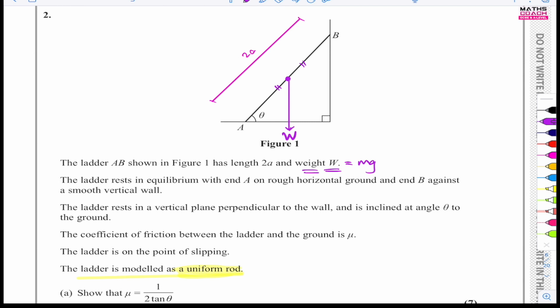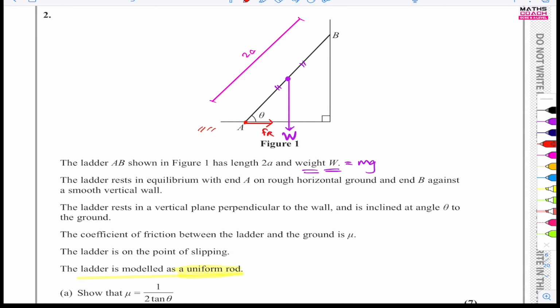It rests in equilibrium at point A on the rough horizontal ground. So point A is rough, meaning there's going to be friction. If the floor wasn't rough, which way would our ladder slide? Point A will go towards the left, wouldn't it? Imagine when they climb up the ladder, what's going to happen? If the floor was icy, it's going to move towards the left. Therefore, friction must be towards the right. So that's the direction of our friction.